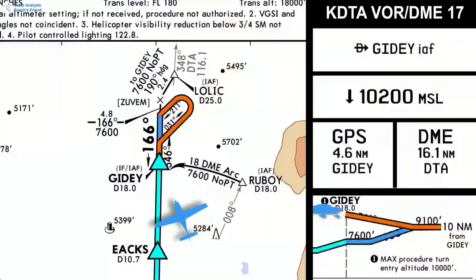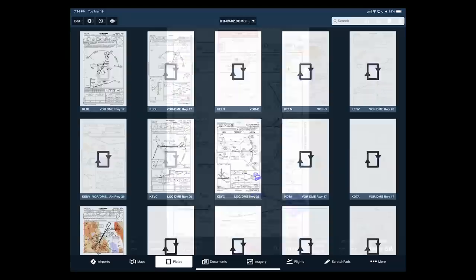Okay, so let's actually look at this in practice. We did an animation here from Liberal, Kansas. It's the VOR DME runway 17. And you can see I've got it up right here. So we've been assigned Giddy on this. Let me actually pull it up in ForeFlight. We'll look at it first in ForeFlight so you can see it.